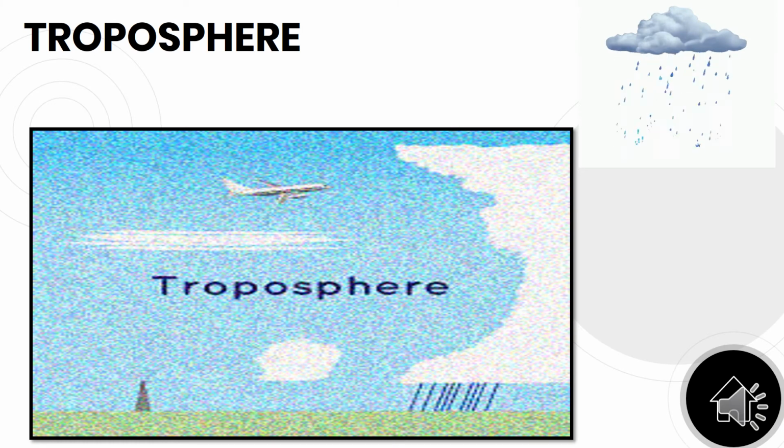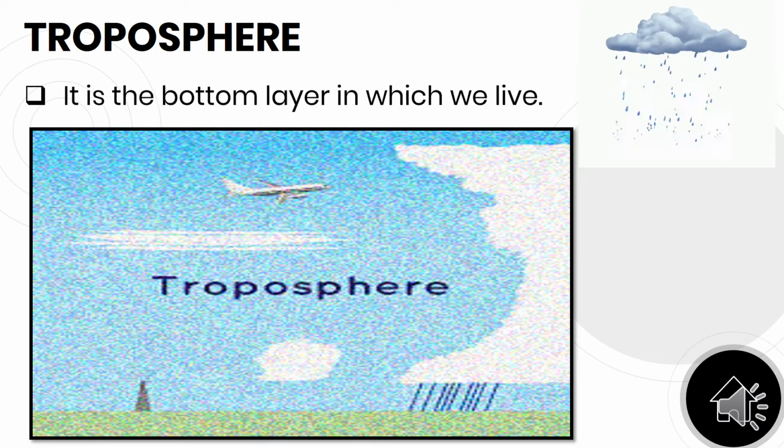Troposphere. Troposphere is the bottom layer of the atmosphere. This is also the site of all weather on Earth. We are all living in the troposphere. The troposphere is by far the wettest layer of the atmosphere.